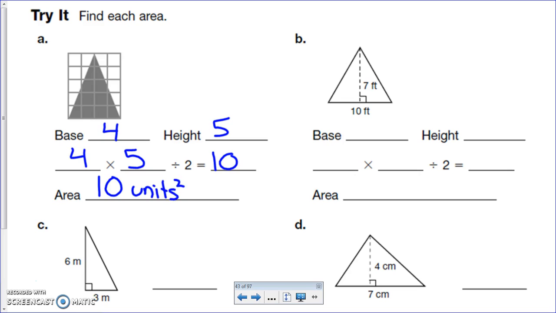Because they don't give us a specific unit to use on this problem, we're just going to use the word units. And because it is area, we need the little 2 after units to show that.